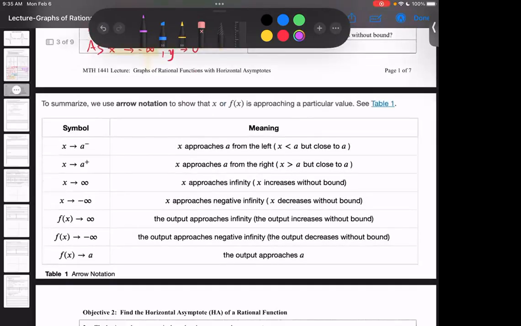All right. So here is to summarize the arrow notation. I copy it from the book. Just add it, insert it in here. That's how they say x approaches A from the left, x approaches A from the right.